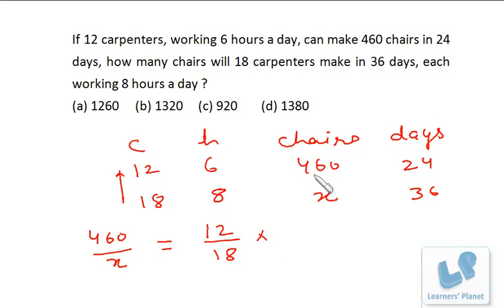Okay. Now once again, if more chairs are to be made, then more hours will be required. So further direct relationship. Now once again, if more chairs are to be made, more days will be required. So further direct relationship. Okay, now we just have to solve it for X.